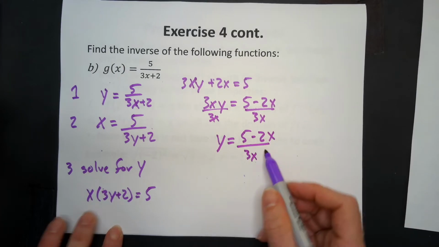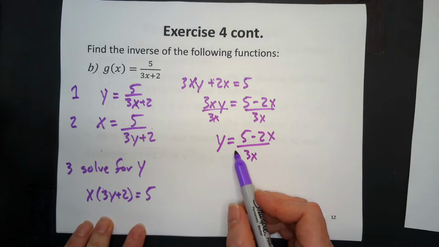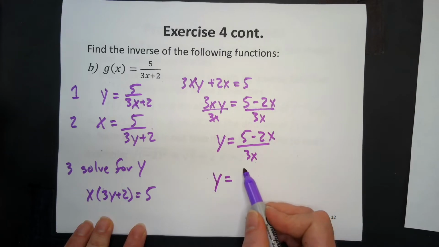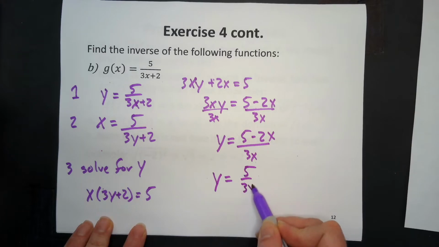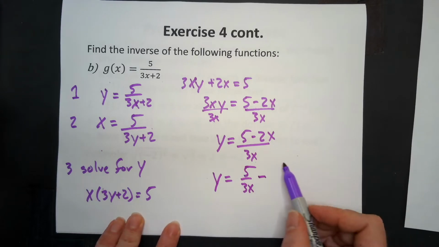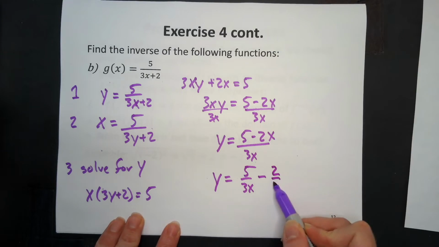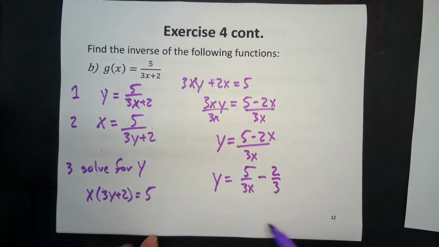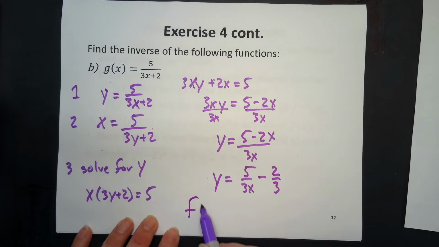Now this can be rewritten, and I can write this as the following. I can say that it's going to be y equals 5 over 3x minus 2 over 3, and my x's would cancel because I'm just taking each term divided by this monomial. And so you can get either way. So the answer will be f, or in this case g inverse.